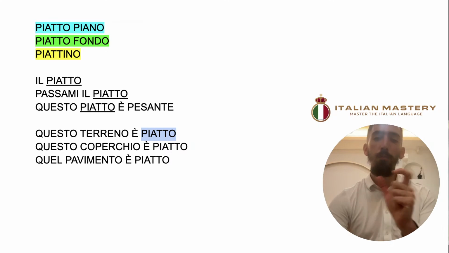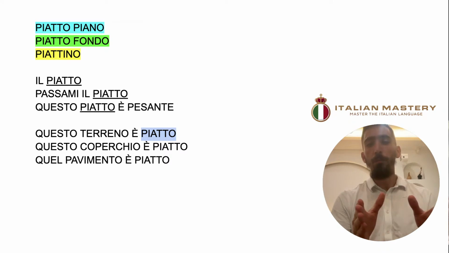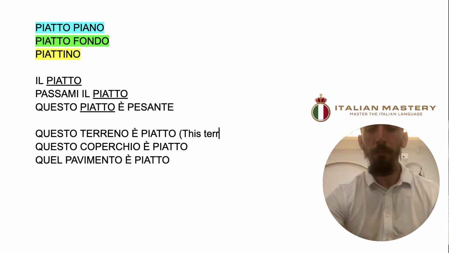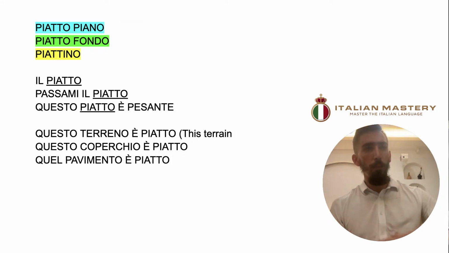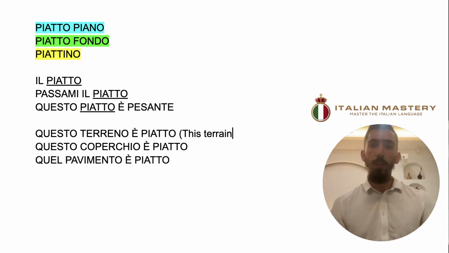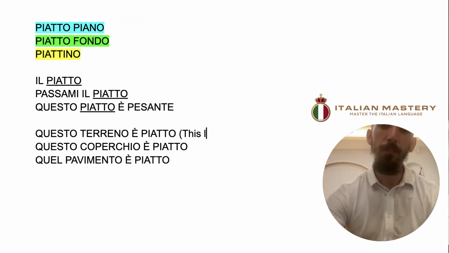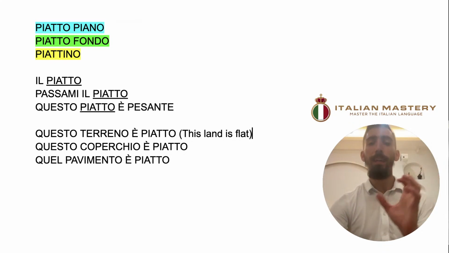Yeah, I mean, parte nominale, it doesn't matter. It's an adjective. You can use it as an adjective, and it means flat. So in the first example, this terrain, it could be a garden, it could be a small area near a house, near some dwelling, or far apart, it doesn't matter. But this area is flat. This land, I would just translate it with land. This land is flat. Questo terreno è piatto.